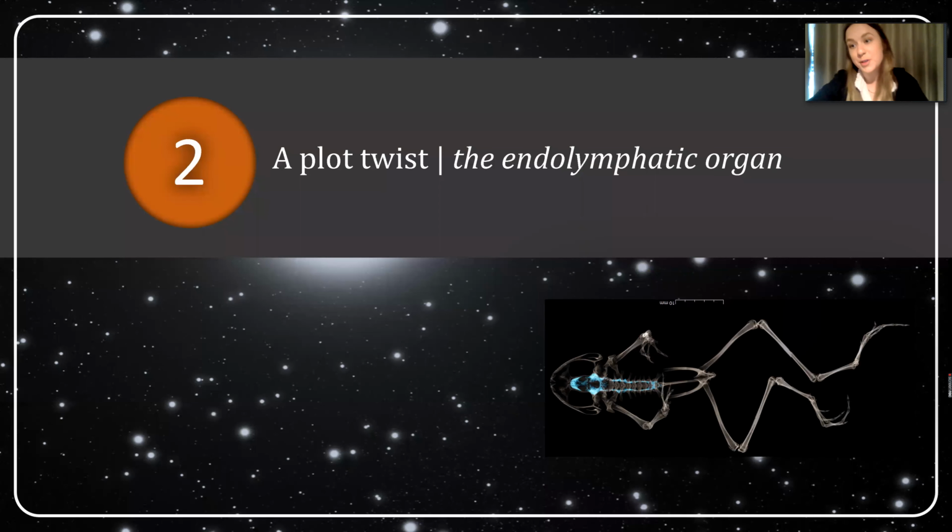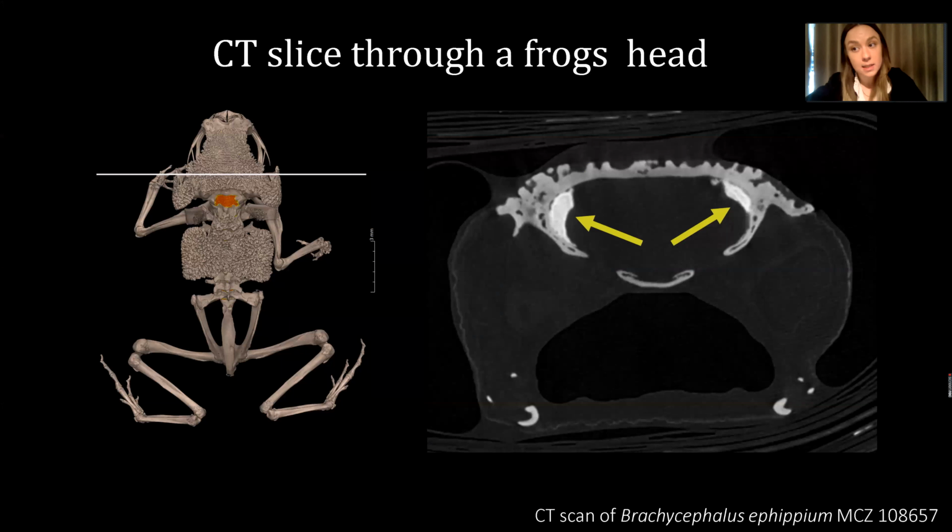So the next leg of this journey is a plot twist in the form of the endolymphatic organ. So here you can see a CT slice through the middle of Brachycephalus's head. In the endocranial space, where we would normally be building our endocast, you can see these structures. It looks like some kind of deposit. It's very dense, so it shows up in both CT scans and contrast enhanced CT scans.